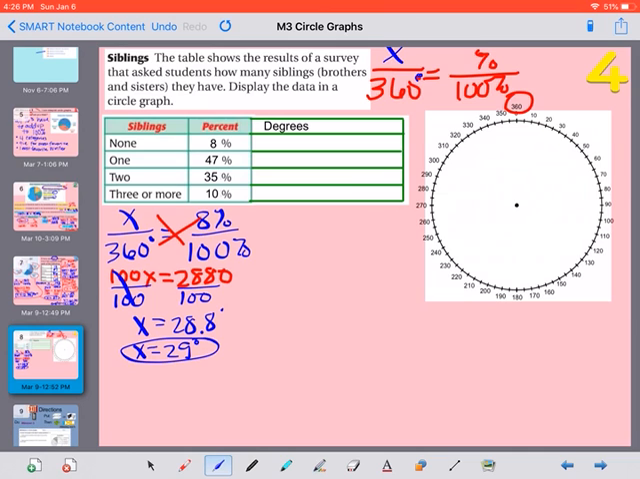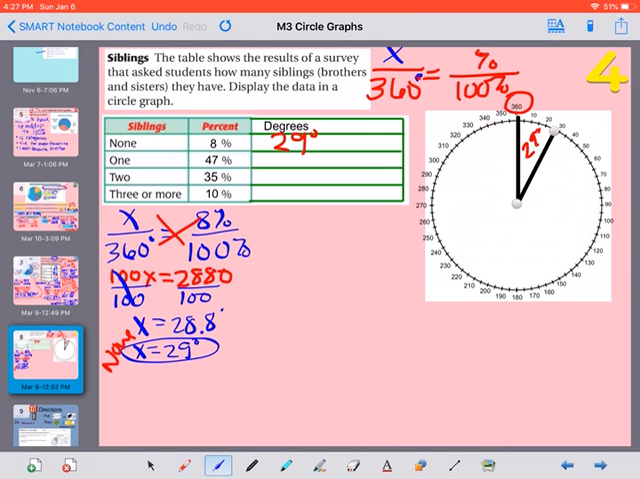So this is where it's tricky. We need to draw our line from 0. First, we had nothing. Now we have the number of people that had 0 siblings. The number of people that had no siblings, none, was 29 degrees. So we're going to draw our line to 29 degrees, barely to 30. So from here to here, that is about 29 degrees, and you could label that with 29 degrees.